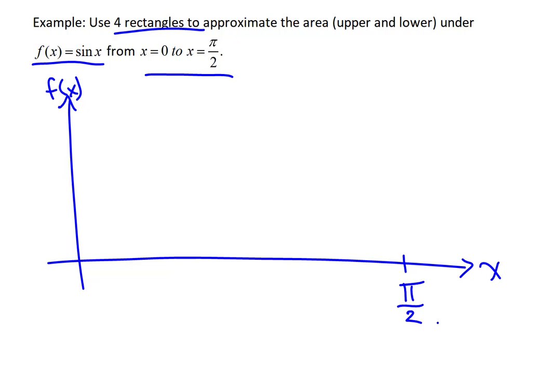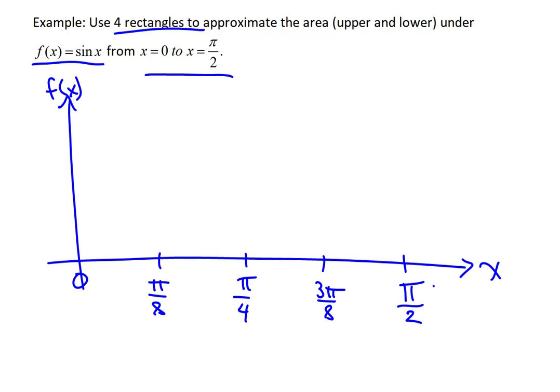If those are the outermost boundaries, from 0 to that, and we want 4 rectangles, let's draw 4 rectangles of equal width by first cutting the 0 to pi over 2 in half. That gives us 2 intervals, but then let's cut each of those in half. So, of course, the first cut in half would give us pi over 4, but then if I cut those intervals in half, I would have pi over 8, pi over 4, 3 pi over 8, and then pi over 2 as my interval markings.